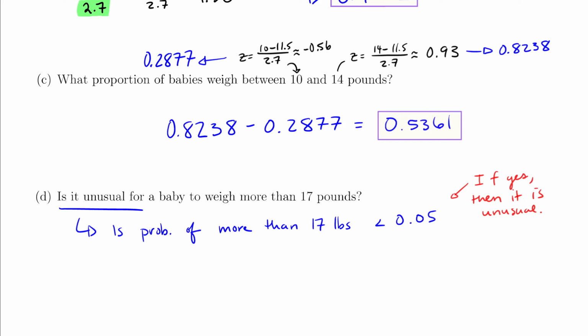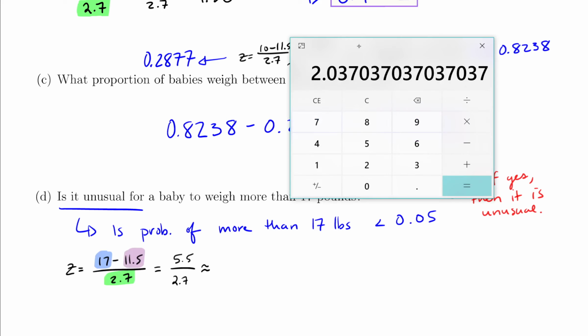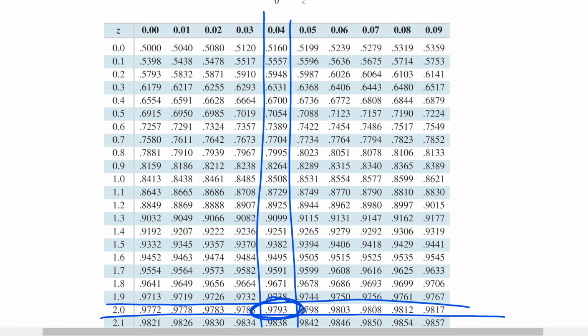Let's first find the z-score that corresponds to 17. Remember, our mean is 11.5. Our standard deviation is 2.7. So we get a z-score of 2.037. When we round that, that becomes 2.04. Let's find the probability that we would be less than that value. That's what we get directly from the chart. And then we can translate that into more than the value.